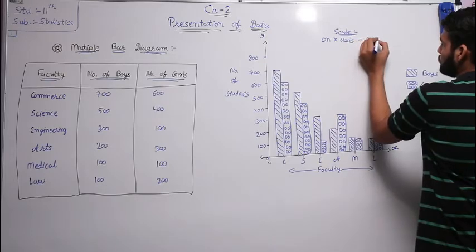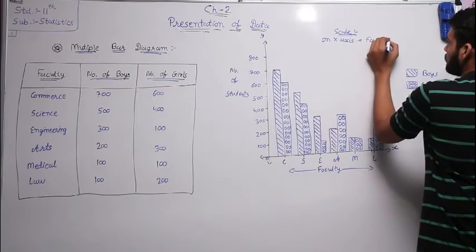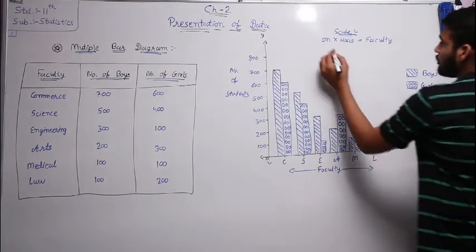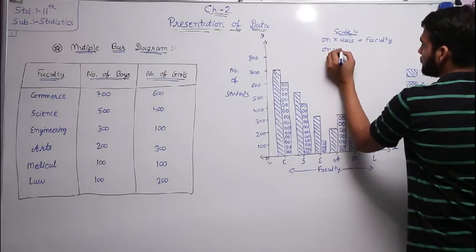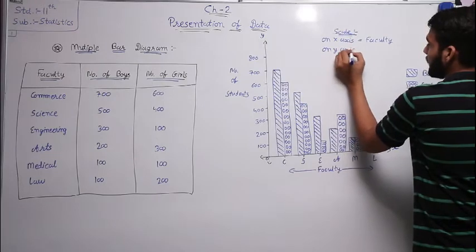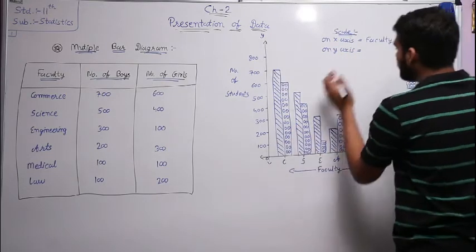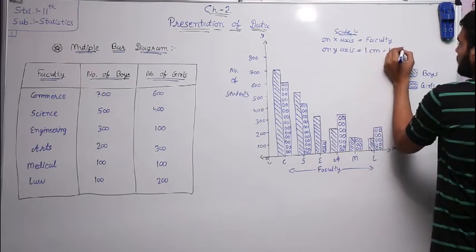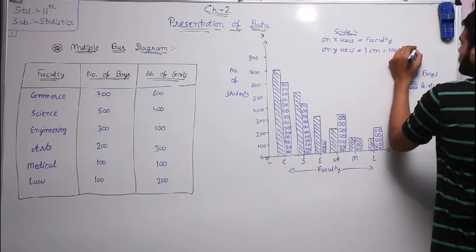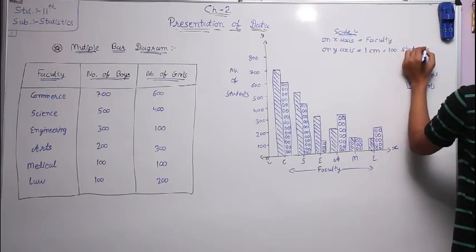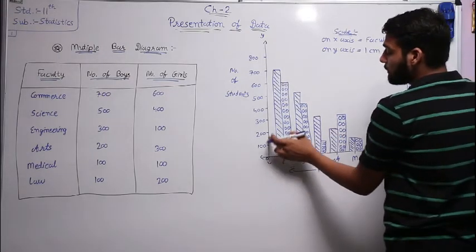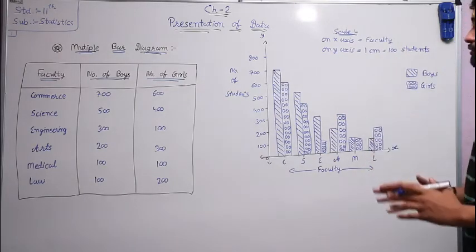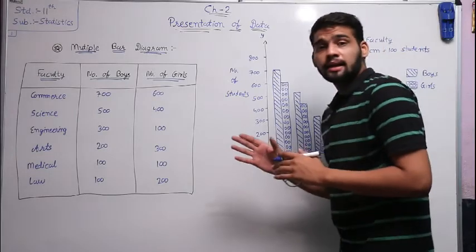is equal to faculty, because on x axis we mention the faculties, and on y axis 1 centimeter is equal to 100 students. Okay students, हमने y एक्सिस पे क्या मेंशन किया है, 1 सेंटीमीटर के गैप में हमने 100 स्टूडेंट्स मेंशन किया है. सो आई होप यू ऑल आर अंडरस्टूड हाउ टू प्रिपेयर मल्टीपल बार डायग्राम.